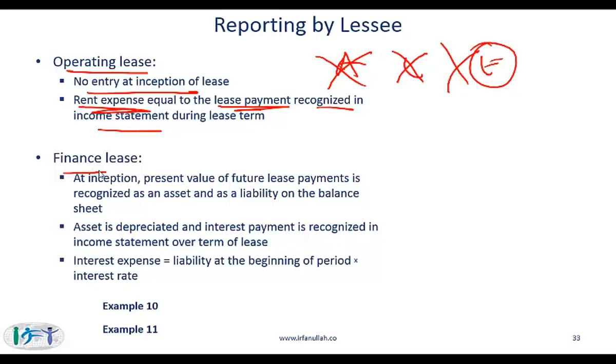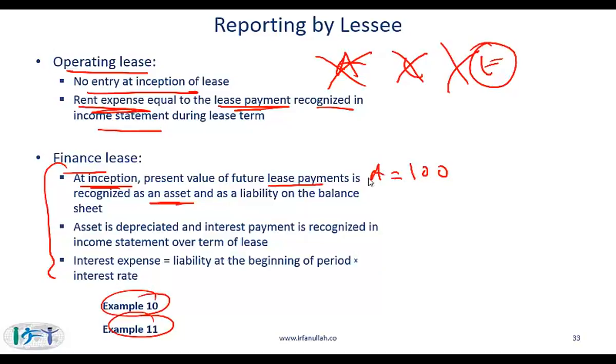What about a finance lease? If a lease is classified as a finance lease, then here is what needs to happen. At inception, the present value of future lease payments is recognized as an asset and as a liability on the balance sheet. When you work through examples 10 and 11, you will see this happening. But if you lease a machine, you are going to make certain payments. You figure out the present value of those payments. Let's say the present value of those payments, the lease payments, equals 100. Then you show an asset on your balance sheet equal to 100, and you also show a liability on your balance sheet equal to 100.